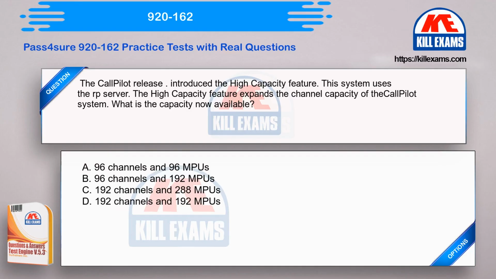The CallPilot release introduced the high-capacity feature. This system uses the RP server. The high-capacity feature expands the channel capacity of the CallPilot system. What is the capacity now available?